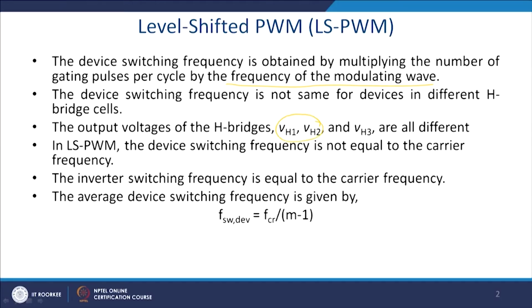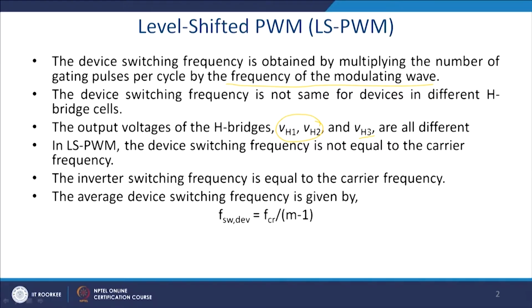And the output voltages of the H bridges, H1, H2 and H3, are all different, and in level shifted PWM the device switching frequency is not equal to the carrier frequency. So, is this advantageous or disadvantageous? If it is a lower frequency, we can choose particular devices with a higher current rating, and if there is a lower power rating and high frequency, we can choose a different current rating. There is an advantage, and it can be used in an advantageous way, even though it seems to be a disadvantage.